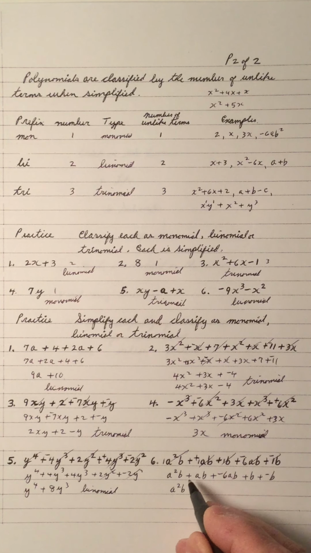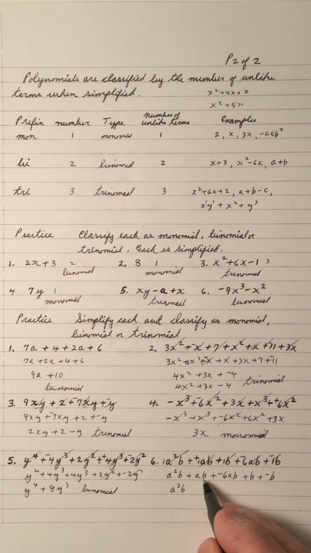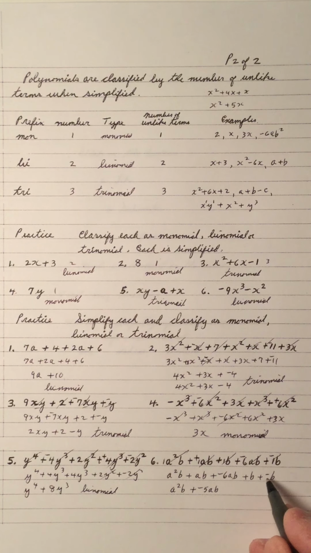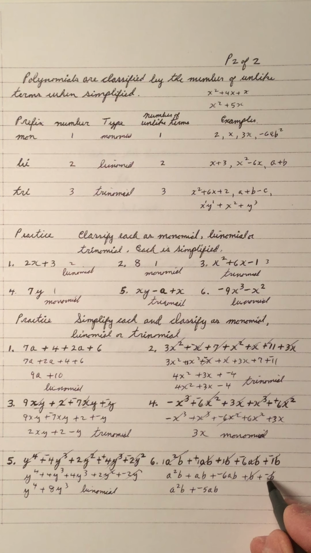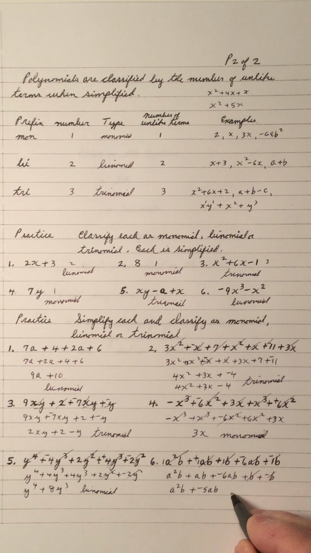A squared b can't go with anything because it's the only term. I got an ab here, 1 add on negative 6 is negative 5ab. And b add on negative b cancels out to give you 0. And so that's simplified. Two terms. We have a binomial.